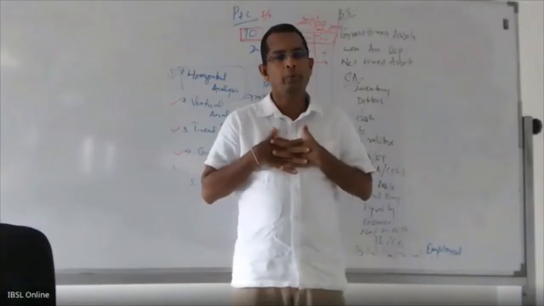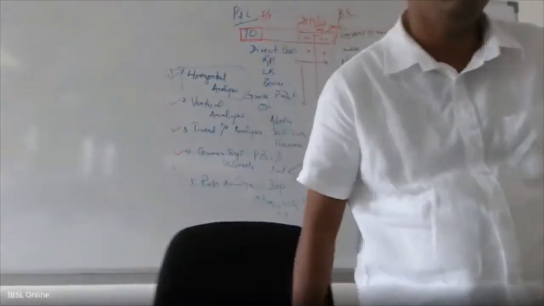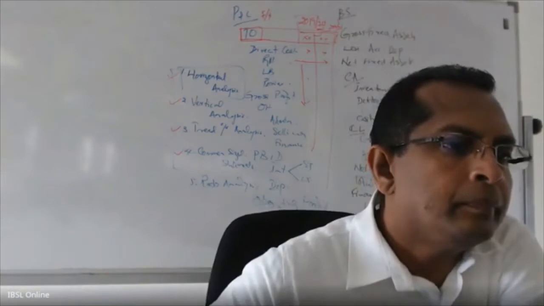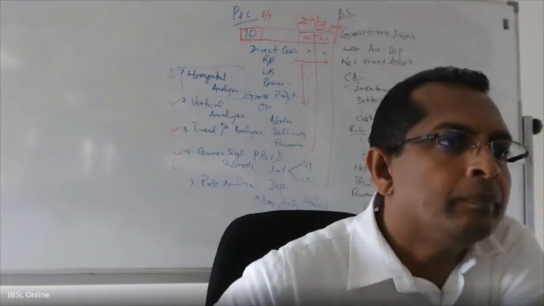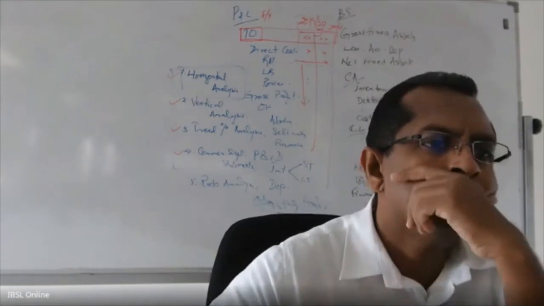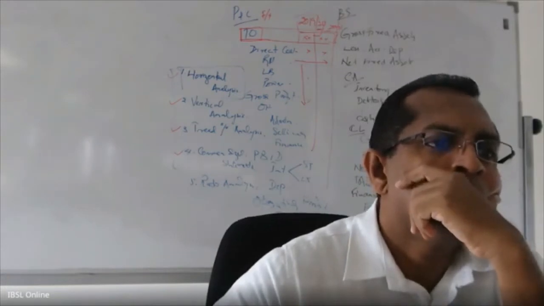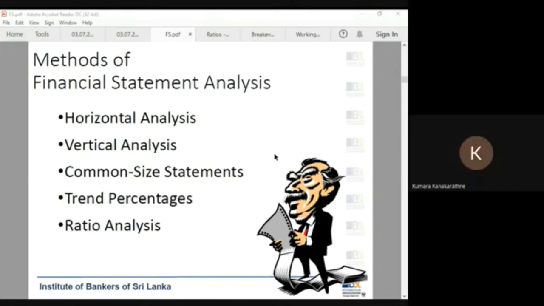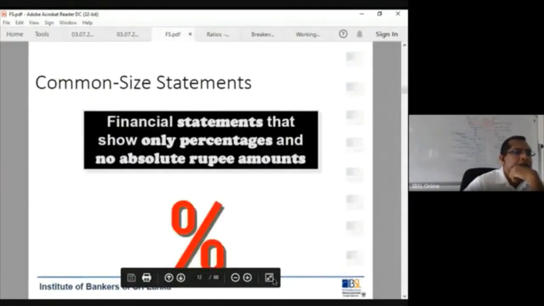Excuse me, sir. Can you give the example of that third one? Trend percentage? Yes. Let me show you. You can see the presentation. Yes, sir. Right. Okay. This is the horizontal, vertical, trend percentage.